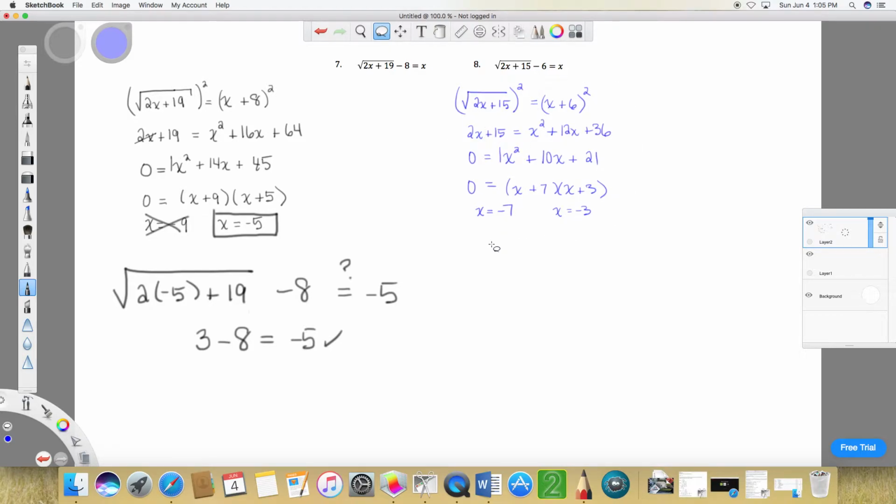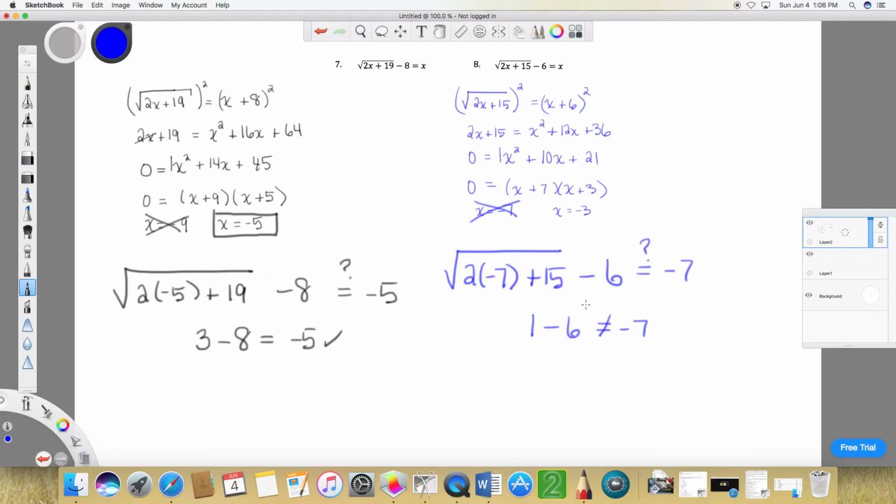So if I check -7, I come to the original equation and I replace x with -7. So I have the square root of 2 times -7 plus 15, minus 6. And the question is, does that equal -7? Well, 2 times -7 is -14, plus 15 is 1, and the square root of 1 is 1, and 1 minus 6 does not equal -7. So x equals -7 is an extraneous solution. We're not going to include it in our solution set.